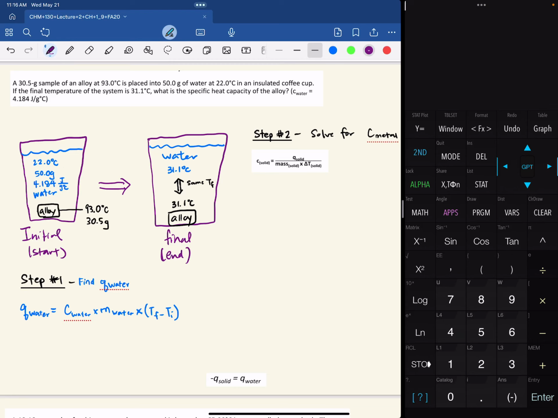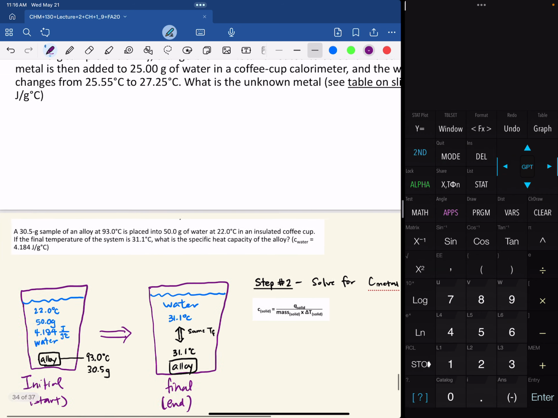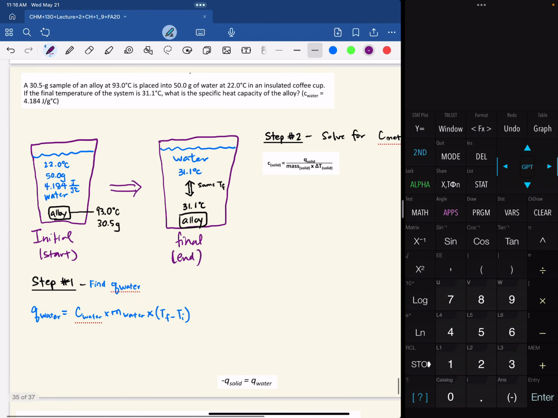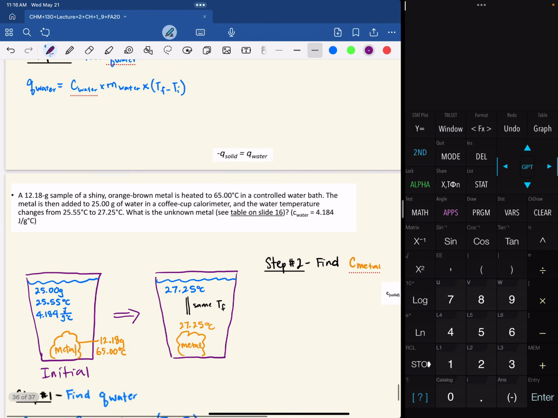All right, so hopefully you got a chance to attempt this problem. I would go ahead and watch this video and make sure your work matches my work in terms of how to approach this calorimetry problem. What I've done is taken these two problems that you were attempting, and I've copied and pasted them into these two pages.